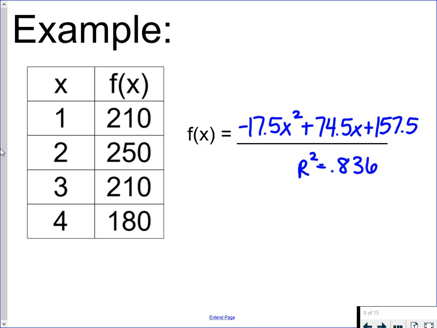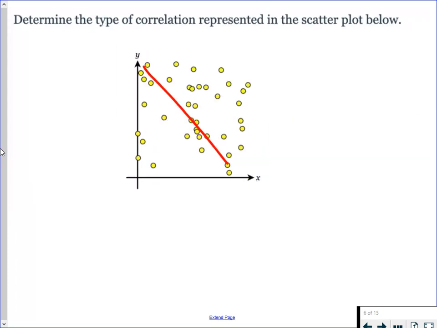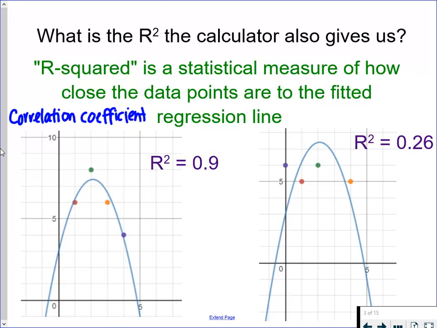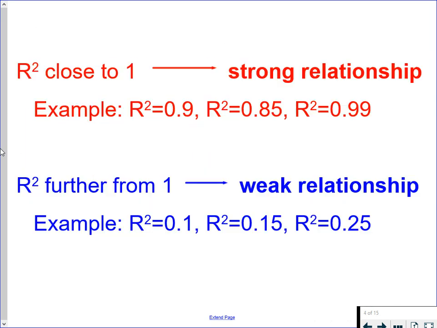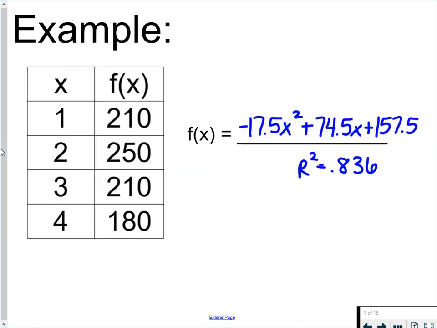So the one problem we did back here, our r squared value was 1. That means that these dots, or these ordered pairs, were exact, okay? But the one we just did is pretty close, it's not perfection, okay? That's just the main difference between those two.